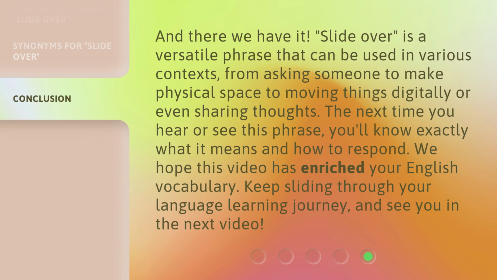And there we have it. Slide over is a versatile phrase that can be used in various contexts, from asking someone to make physical space to moving things digitally or even sharing thoughts. The next time you hear or see this phrase, you'll know exactly what it means and how to respond.